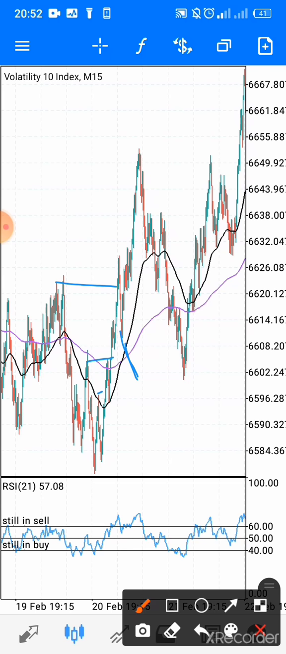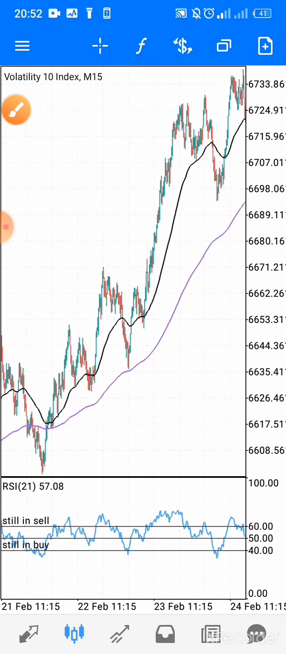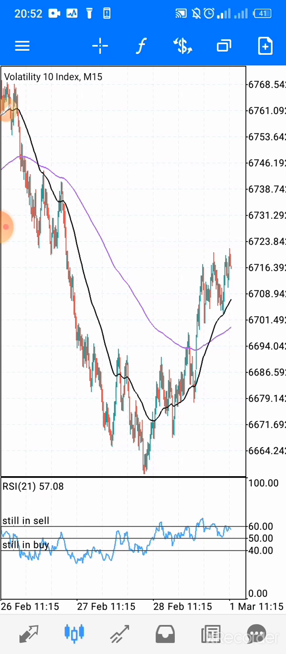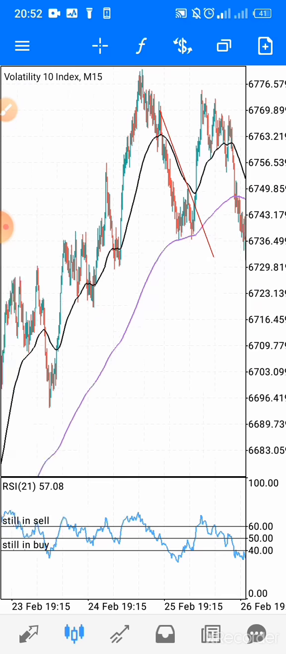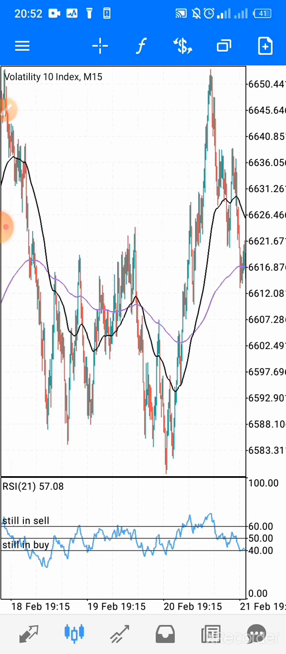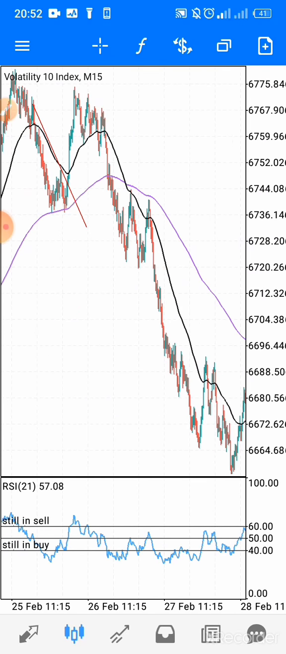Okay, so let me show you how we're going to be using the RSI. I think I'm going to post another video on the RSI because many people usually have misconceptions about it. So for the RSI we're going to be using period 21.